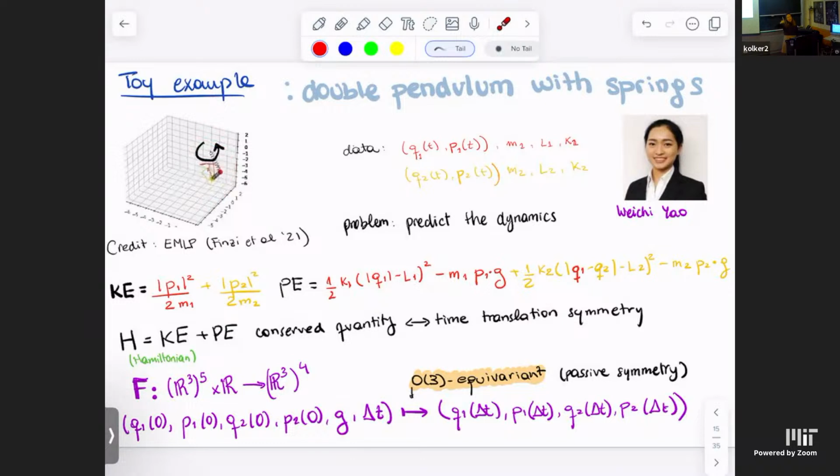But if I add the gravity as an input vector, then it becomes an O3 equivariant dynamics. And you can think of it as a passive symmetry that is like doing a coordinate transformation of the entire system. And so if I want to learn the dynamics of this pendulum, I can say these are the position and momentum of the first mass, position and momentum of the second mass, and the gravity as an input. And I want to predict the position and momentum of each of these masses after a certain amount of time. And this is an O3 equivariant function. So I can write it in terms of the inner products, right?